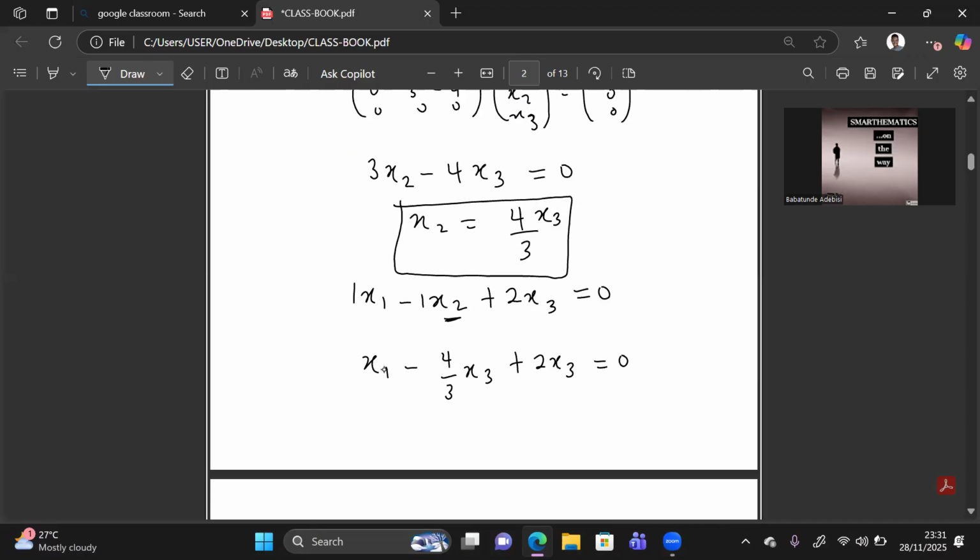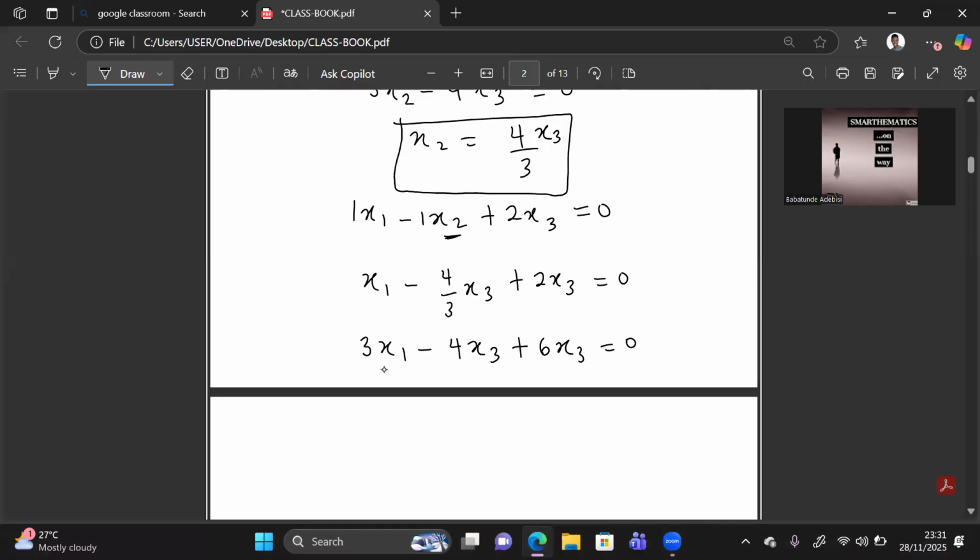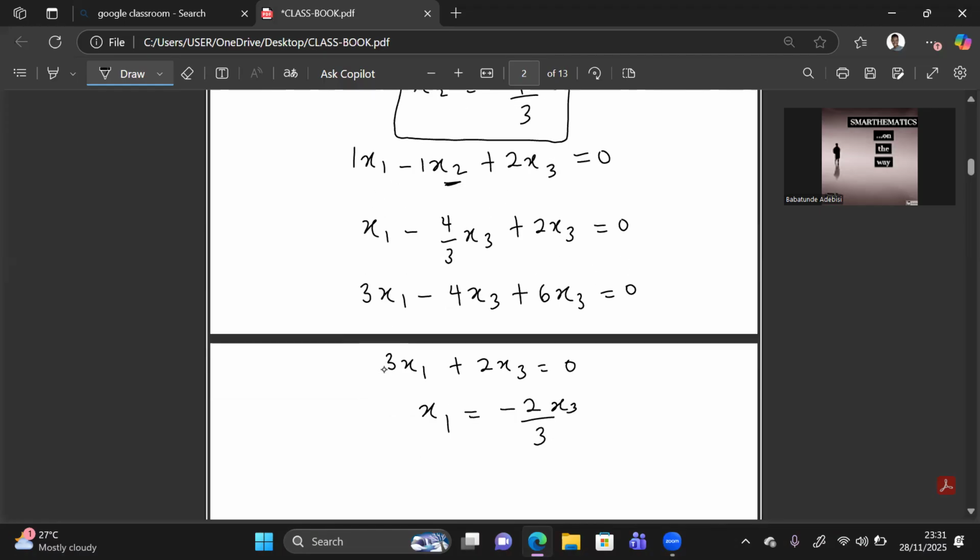So solving this now, I want to make x1 the subject. So you agree that I multiply through by 3. That would be 3x1 minus 4x3. No, that should be plus, minus 4 plus 6x3 equals 0. And this is 3x1 plus 2x3 equals 0. So making x1 the subject, you have x1 equals minus 2x3 divided by 3. So now we have our x1 as well, though they are in terms of x3, and that is how you do it.